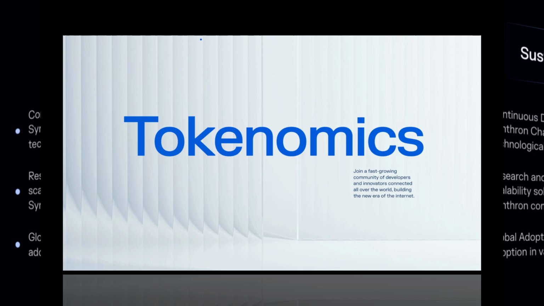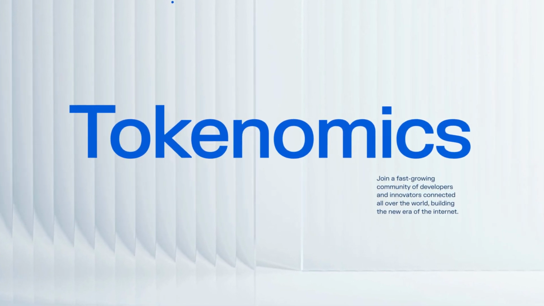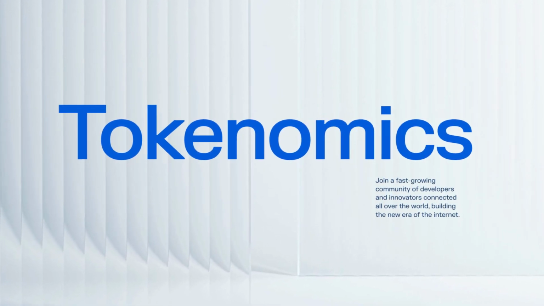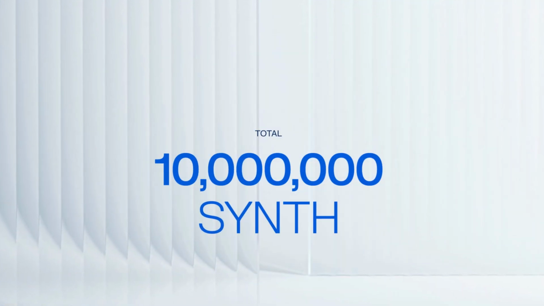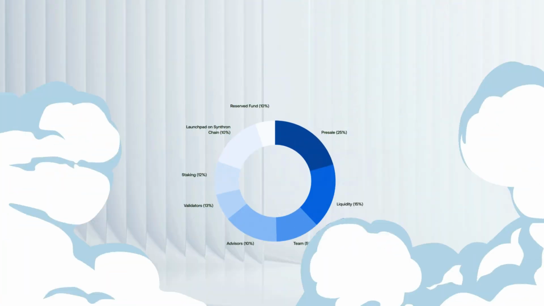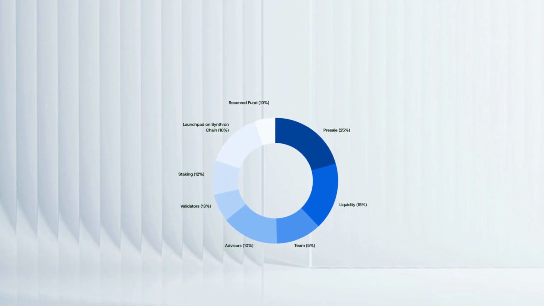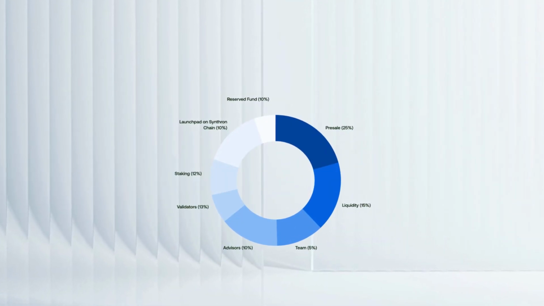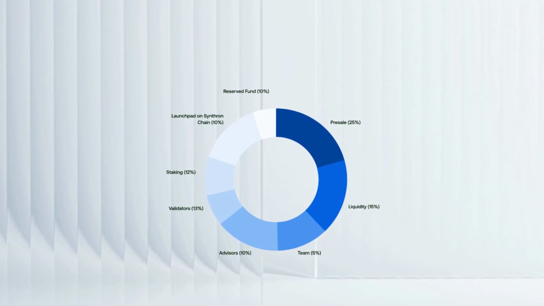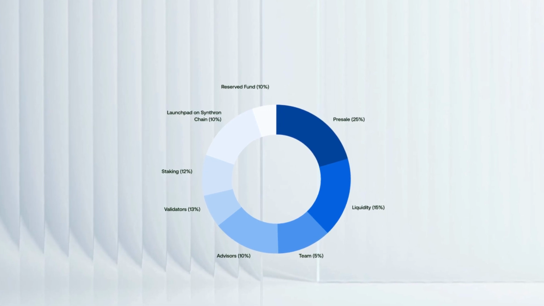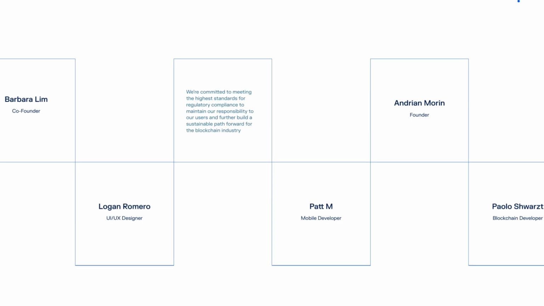Now for the tokenomics, you can join a fast-growing community of developers and innovators connected all over the world, building the new era of the internet. The total supply, 10 million Synth tokens. And the distribution is as follows: 25% for pre-sale, 15% liquidity, 5% team, 10% advisors, 13% validators, 12% staking, 10% launchpad on Synthron chain, and 10% reserved fund. And for their team, it seems there's 5 members, which is a good sized team.